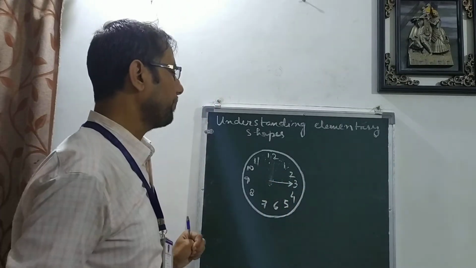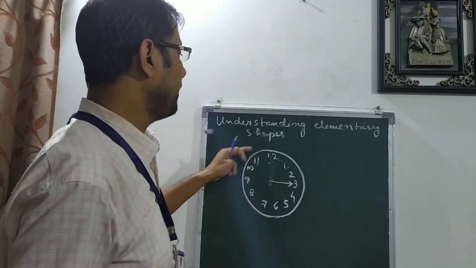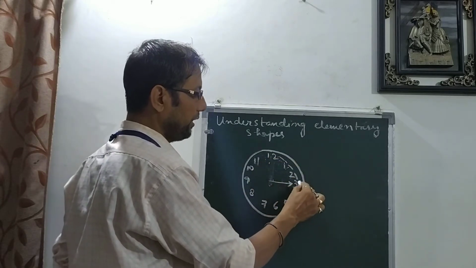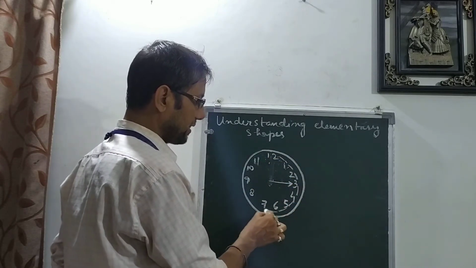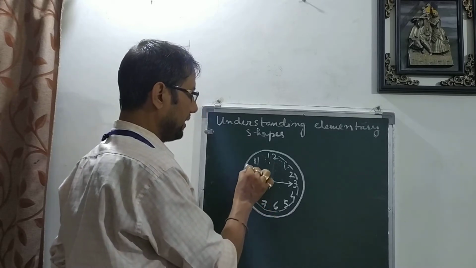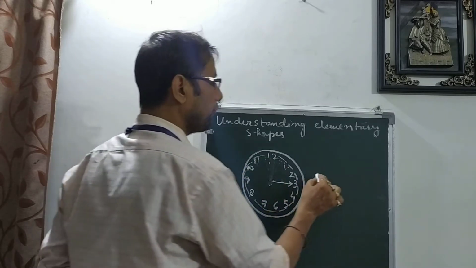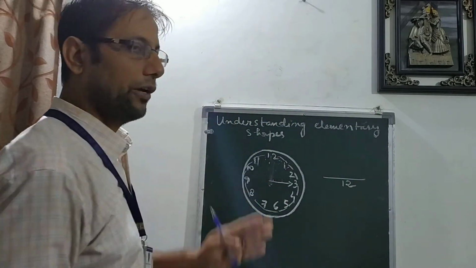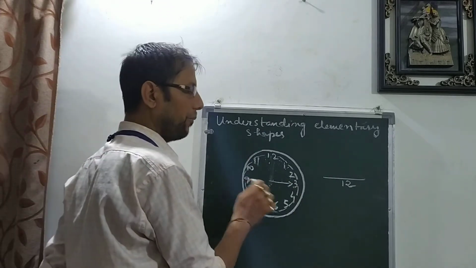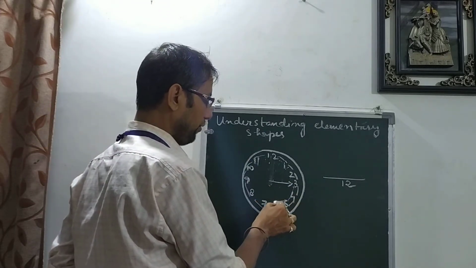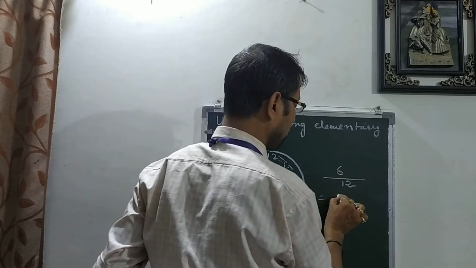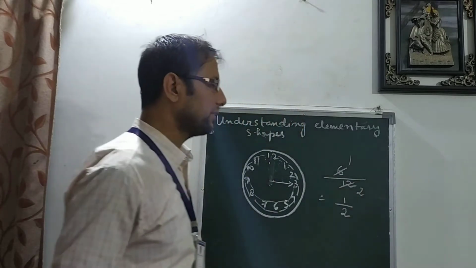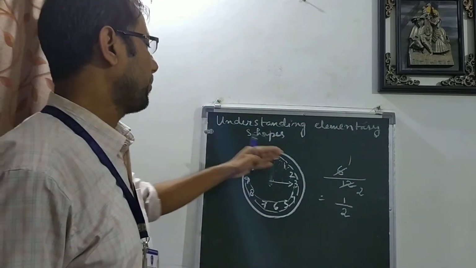Before that, we know there are 1, 2, 3, 4, 5, 6, 7, 8, 9, 10, 11, 12, so 12 parts are there. Out of 12, what fraction of a revolution is it if it goes from 3 to 9? Now you just count from 3 to 9: 1, 2, 3, 4, 5, 6. So it is 6 out of 12, which is 1 by 2. That means the fraction of revolution is 1 by 2.